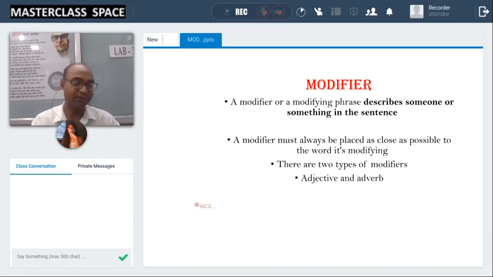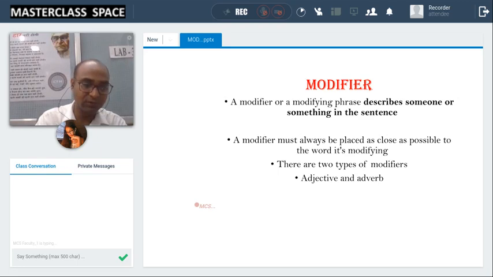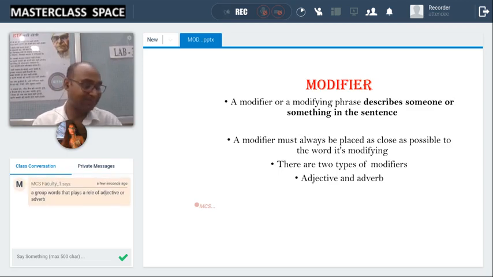What is a modifier? Well, as I can see here, it describes someone or something in the sentence. Exactly the same as what I said. So a modifier is a group of words that plays a role of adjective or adverb. So a group of words that plays a role of adjective or adverb is called a modifier.